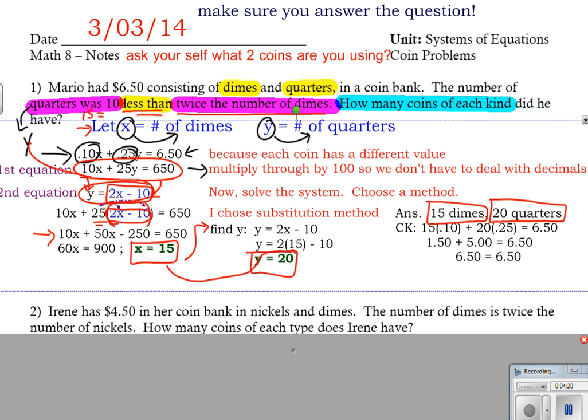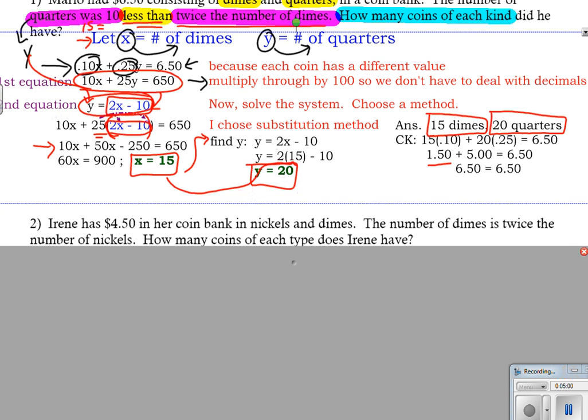In order to check that, I have to use the value of a dime, and the value of a dime is 0.10, and I have 15. 15 times 0.10 is $1.50, and 20 quarters is $5, and 650 equals 650. Now with these coin problems, your check will involve the value equation, okay? All right, let's move on. I know this seems confusing, but you'll catch on.